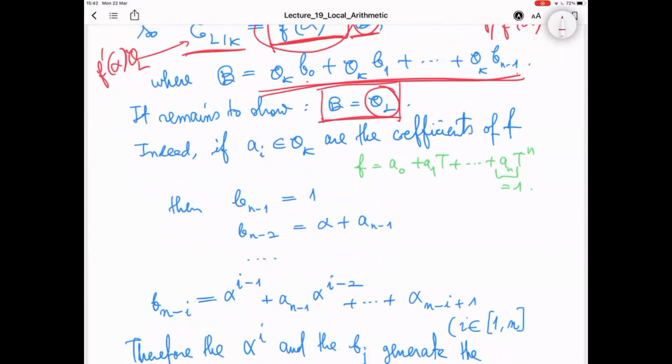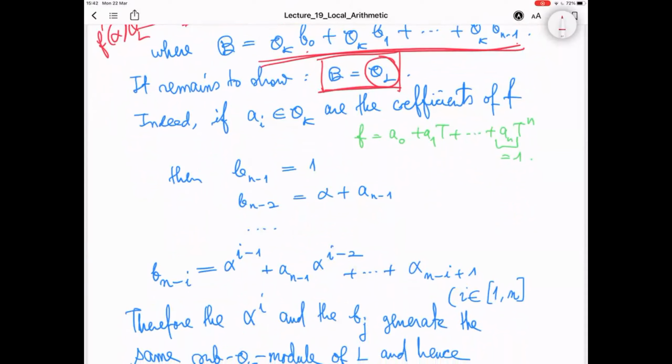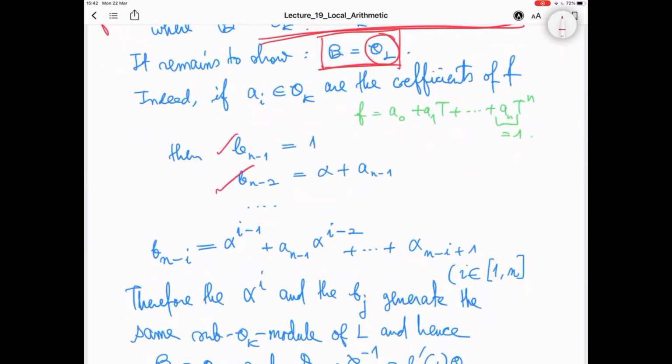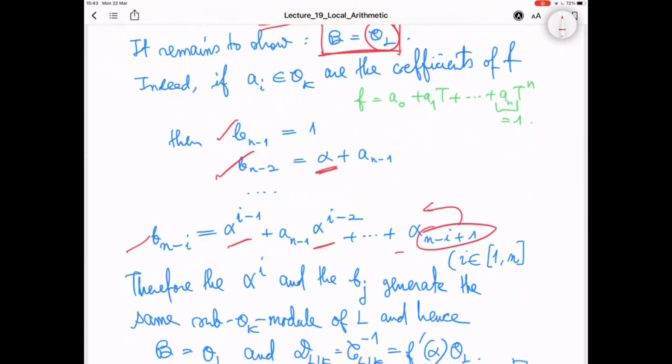And that is a simple computation because you have two different bases and you want to check that they generate the same submodule. If you can express one basis in terms of the other, then you have proved that they generate the same submodules. So here is a way of expressing these bn's in terms of the powers of alpha. This can't be true here. I mean, it can't be a subscript. It has to be a superscript or something. It has to be an exponent.